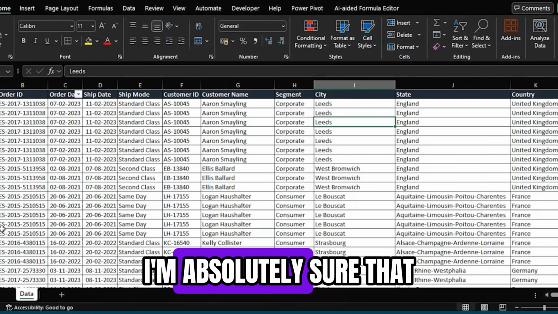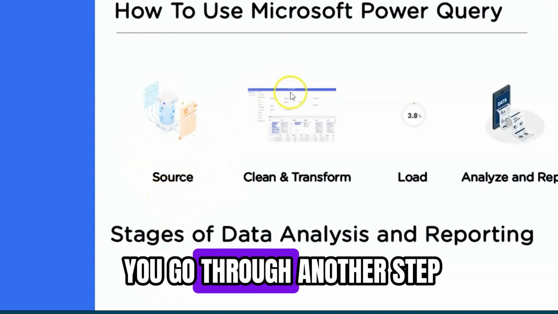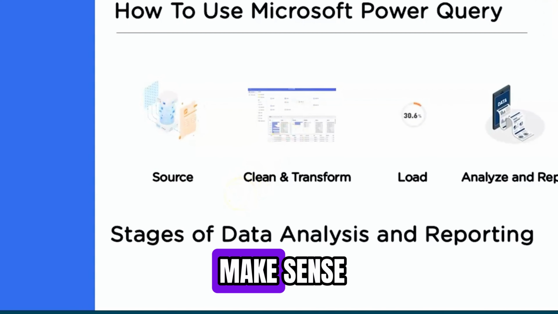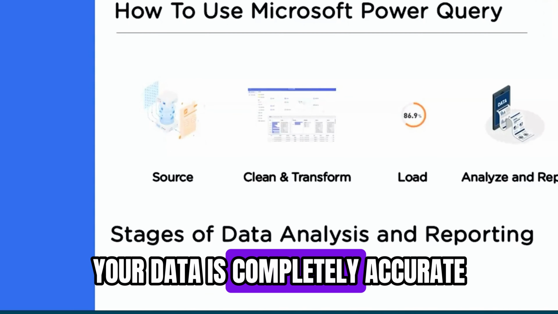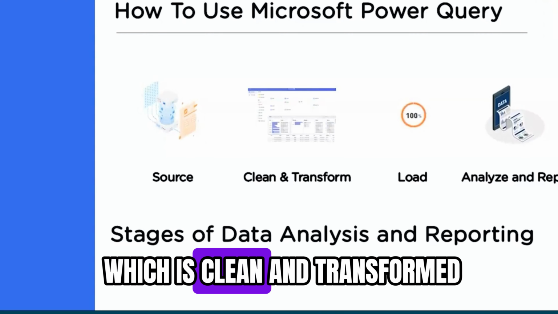After that, I'm absolutely sure that the data is not clean enough to perform some analysis. You go through another step where you have to clean your data from unwanted rows and columns, which doesn't make sense or might have some invalid data. You need to make sure that your data is completely accurate and has some standards for your analysis. That's the next step, which is clean and transform.